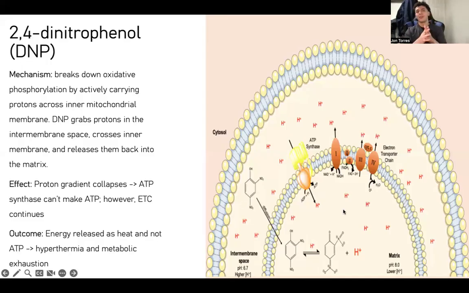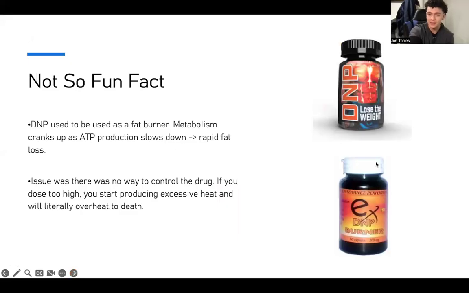So some people in history have actually abused this thought process a little bit with weight loss. DNP used to be used as a fat burner. People took advantage of the fact that it would kind of speed up metabolism. Because ATP production slows down, metabolism is going to speed up. Yeah, you are likely going to experience some rapid fat loss.